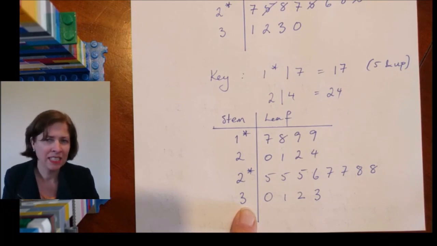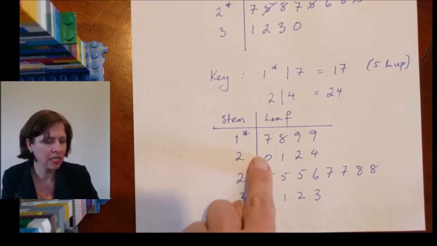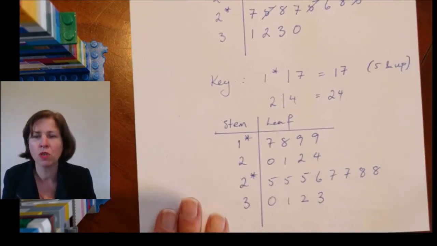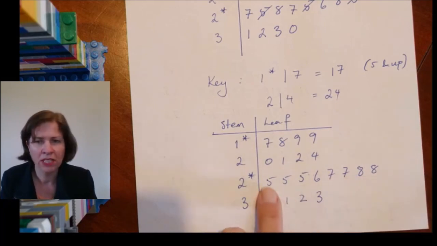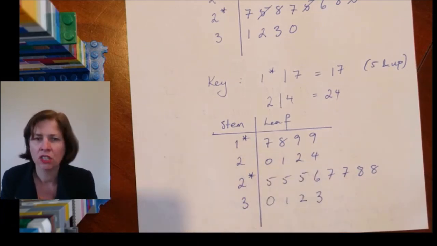Whereas if I had this in just 3 rows, the 20s would have been one really long row, and it wouldn't have told me, for example, that there are far more people in the late 20s than in the early 20s. So that's the way we do that when we have a very small number of rows in our stem and leaf plot.